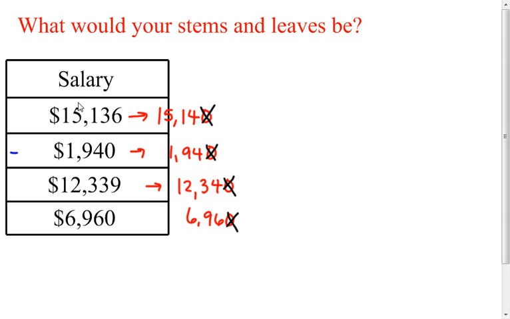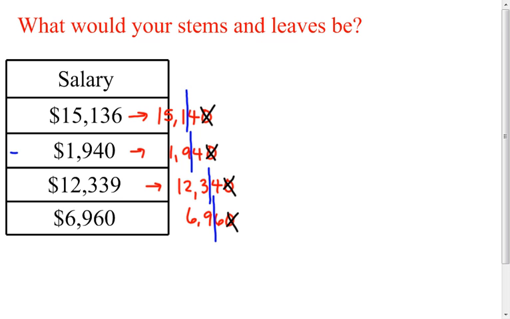And now if I cross those zeros off, because they're rounded, now I'm going to divide my stem and my leaves. So for this one, my stem would be 151 and my leaf would be 4. For this one, my stem would be 19 and my leaf would be 4. Stem would be 123, leaf would be 4. Here, stem would be 69, leaf would be 60.